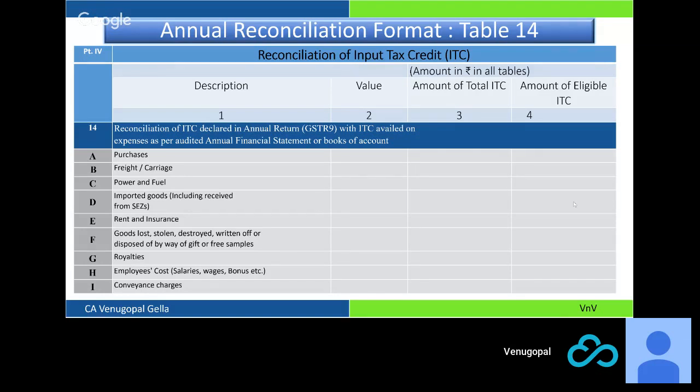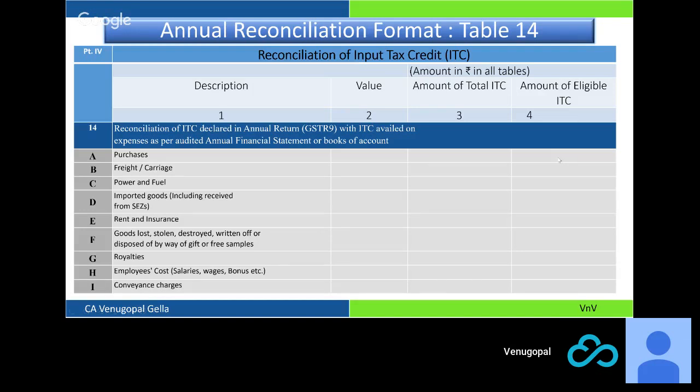But what is to be filled here is, for the first year, the value of expenditure as per audited financial statements or books of accounts. So the 9 months purchases, everything. How much is the input tax credit in column value 2? So purchases is 1 crore, the input tax credit is 18 lakhs. Of the input tax credit which is 18 lakhs, how much of this 18 lakhs is eligible and availed by the SSE will come in column 4 of table number 14.